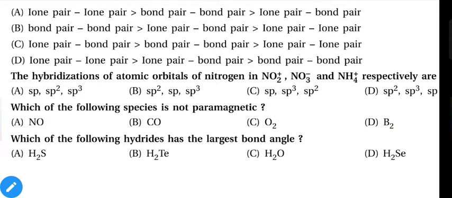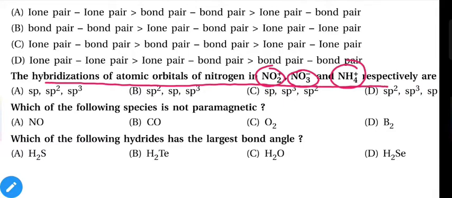Lone pair-lone pair repulsion will be highest, then lone pair-bond pair, and the least repulsion will arise in bond pair-bond pair. The next question is about the hybridization. We already discussed how to check hybridization, so try to find the answer yourself, and if you find any difficulty, feel free to ask, and we will discuss it in detail.